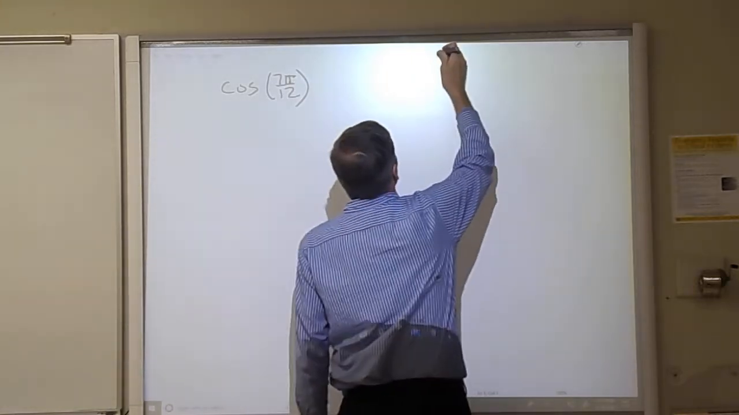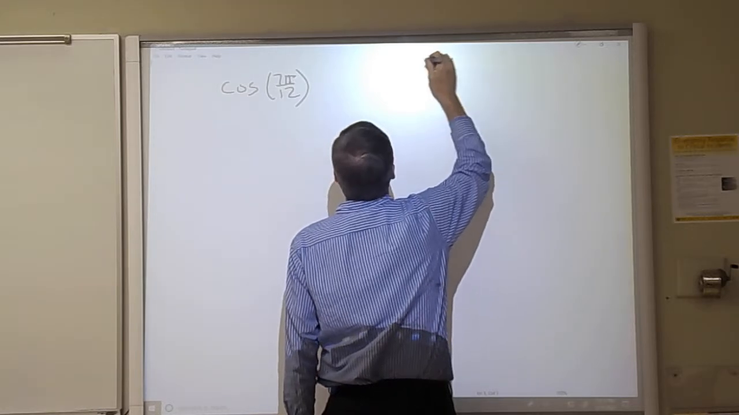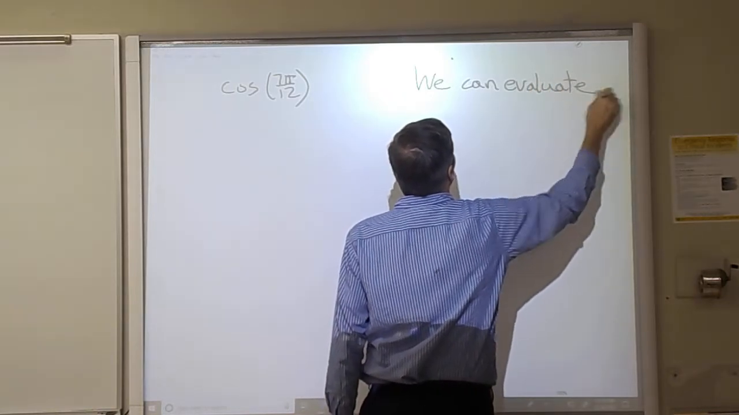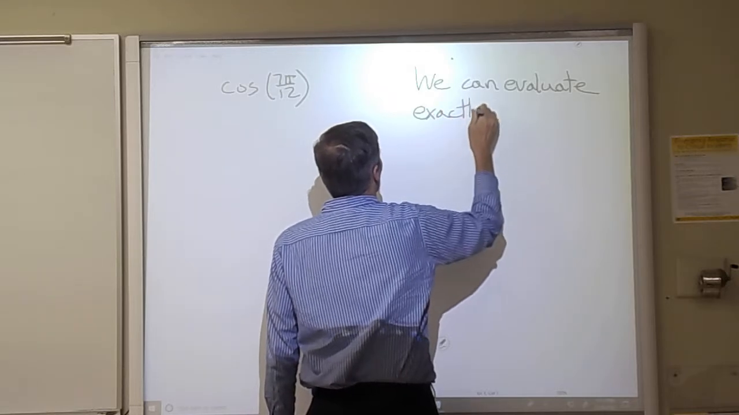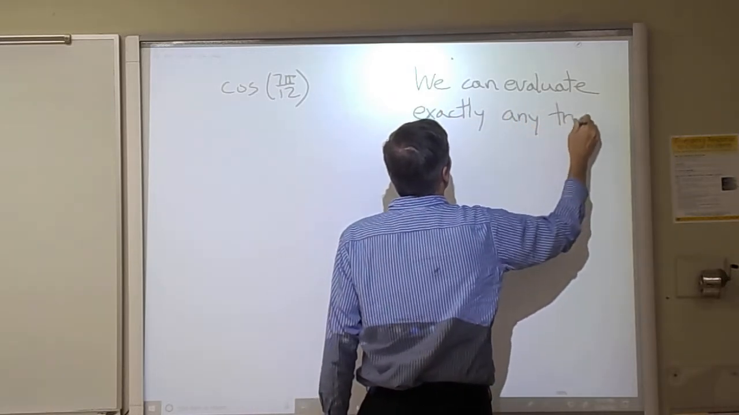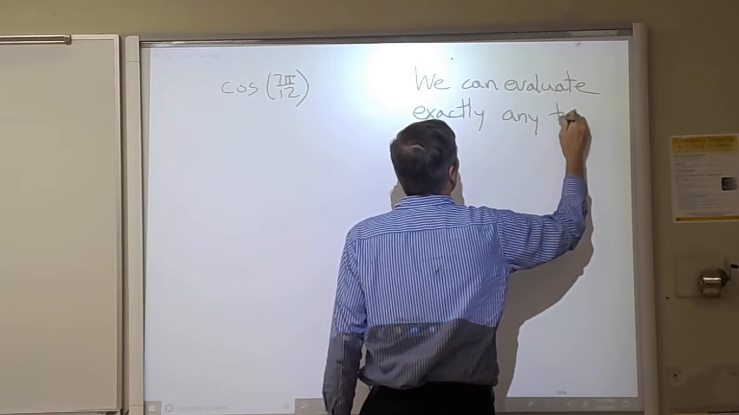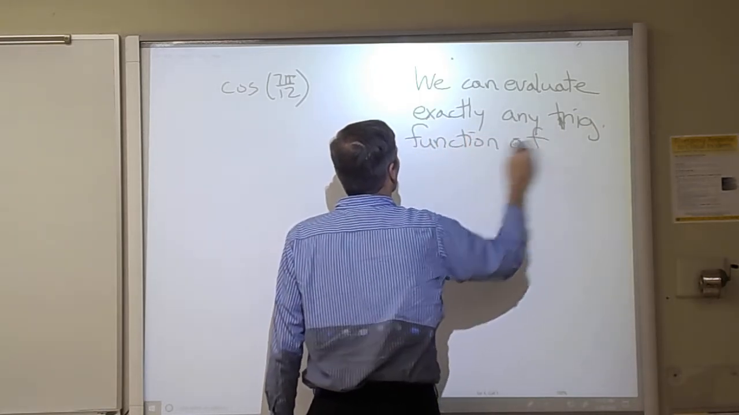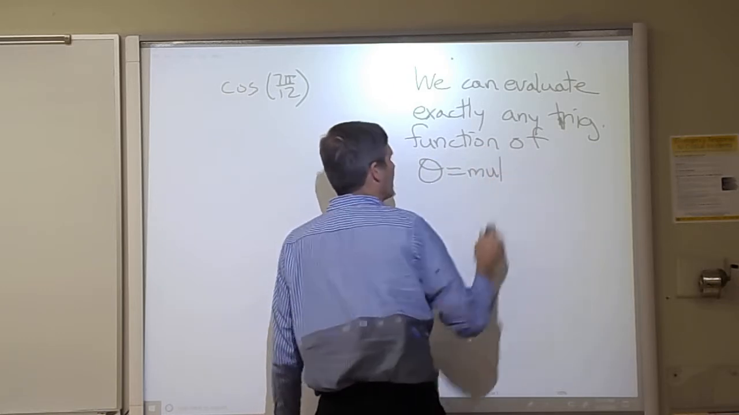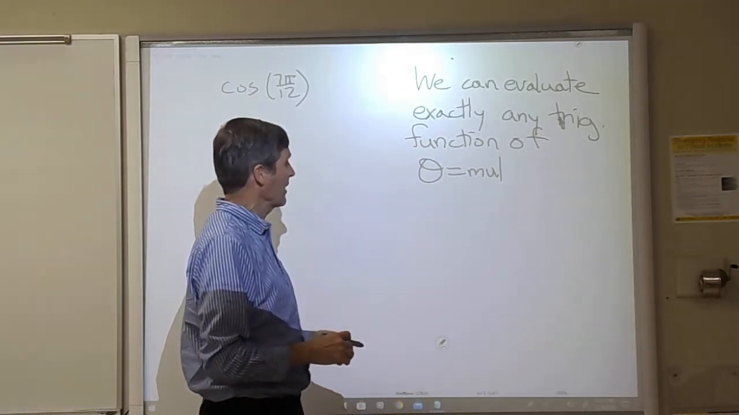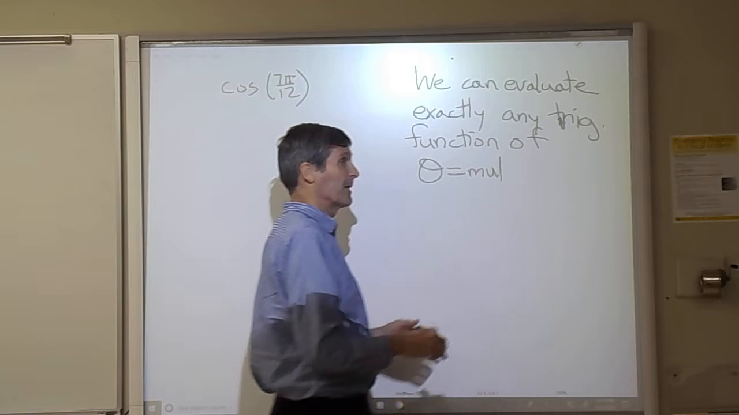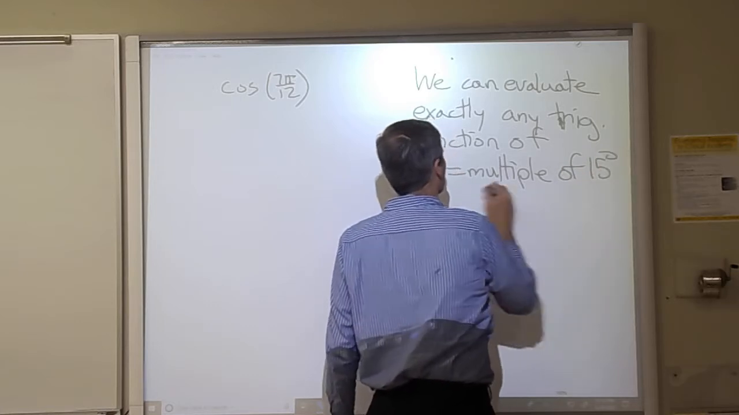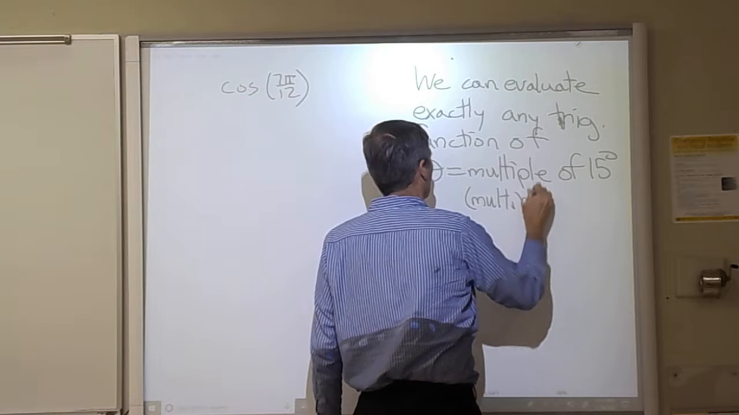In fact, what we can do with these is we can now evaluate exactly any trig function of theta equals a multiple of 15 degrees. Before, all of the angles we could evaluate trig functions of exactly were multiples of 30 or 45. Now we'll be able to do any multiple of 15 degrees. In case you're wondering in radians, that's a multiple of pi over 12.